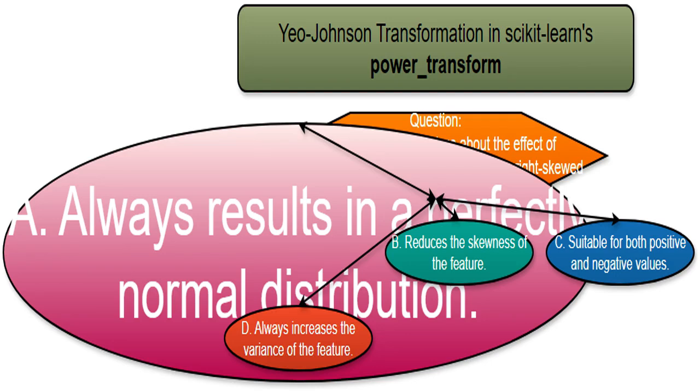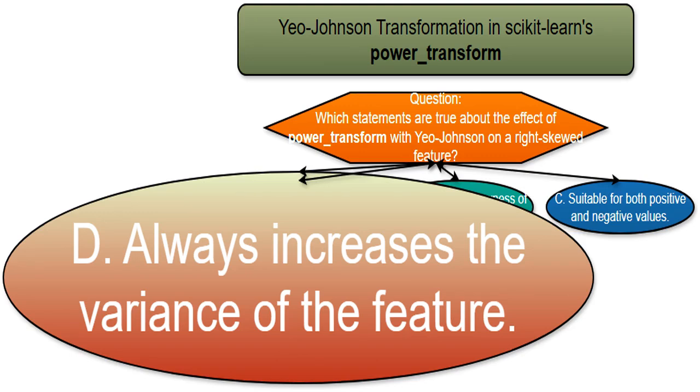This statement is false. I emphasize that while the Yeo-Johnson transformation attempts to make data more normal, it doesn't guarantee a perfectly normal distribution. It's an approximation, not a perfect transformation. This is false. The effect of the Yeo-Johnson transformation on variance isn't predictable. It depends on the dataset and can either increase, decrease, or stay roughly the same. It's not a consistent effect.